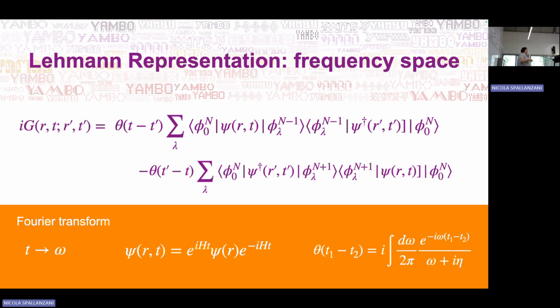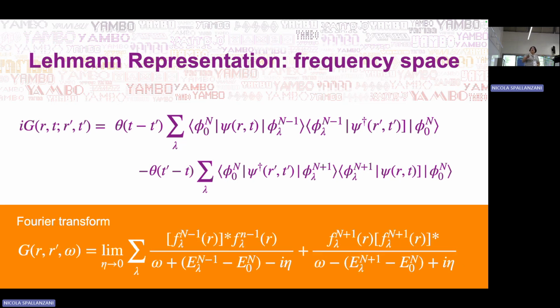And now we can go from the time space to the frequency space through a Fourier transform. So we have that these field operators depend on time, and also these theta functions that give us the time ordering. And we can write the one particle Green function in the frequency space.